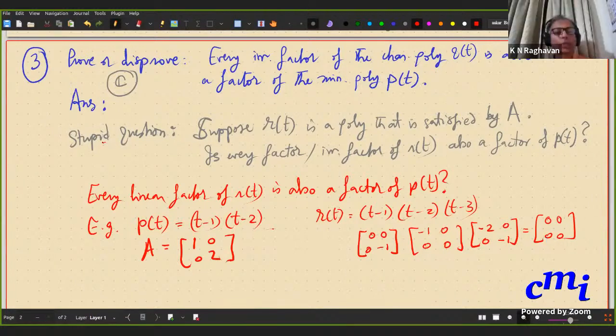So that's why this is a rather stupid question, because this is of course not true. Here is an example: you can take R(t) to be with a t minus 4 put in. As long as t minus 1 and t minus 2 are there, you can multiply by something, and that only makes it worse. A will satisfy it even more. So you cannot expect that just because this polynomial is satisfied by A, every irreducible factor of R(t) need be a factor of P(t). But here we are asking about the characteristic polynomial.